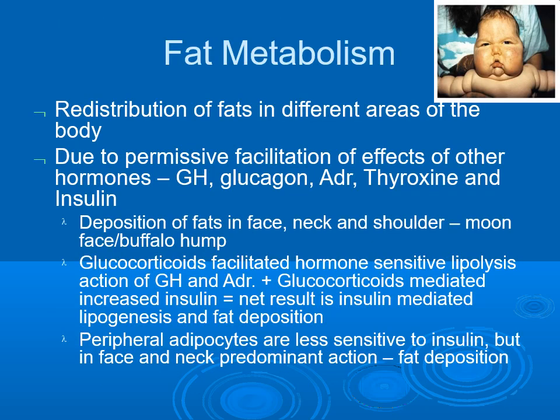Glucocorticoid actions on fat metabolism. There is redistribution of fats in different areas of the body due to permissive facilitation of the effects of other hormones like growth hormone, glucagon, adrenaline, thyroxine and insulin. There is deposition of fats in the face, neck and shoulder, and that leads to a moon face or buffalo hump appearance. Glucocorticoids facilitate the hormone-sensitive lipolysis action of growth hormone and adrenaline, as well as glucocorticoid-mediated increased insulin, and the overall net result is insulin-mediated lipogenesis and fat deposition.